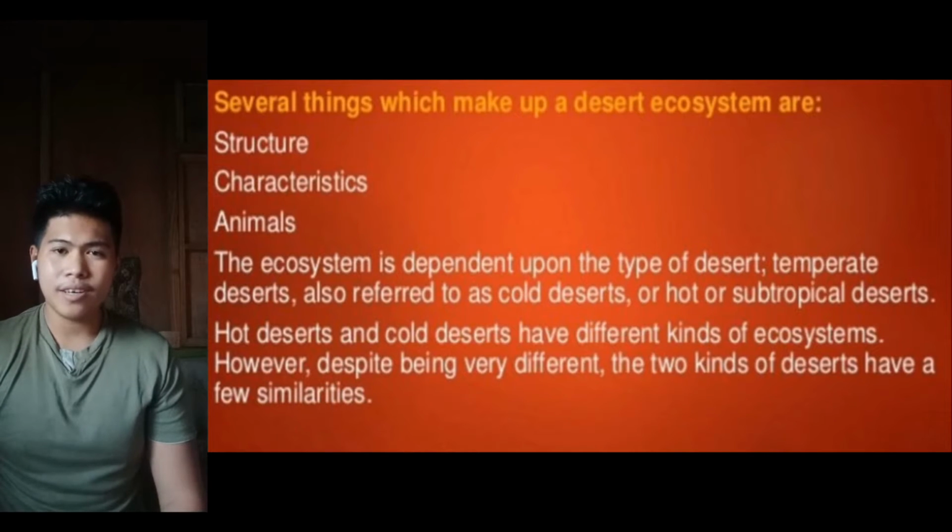Temperate deserts, also referred to as cold deserts, or hot or subtropical deserts. Hot deserts and cold deserts have different kinds of ecosystems. However, despite being very different, the two kinds of deserts have a few similarities.